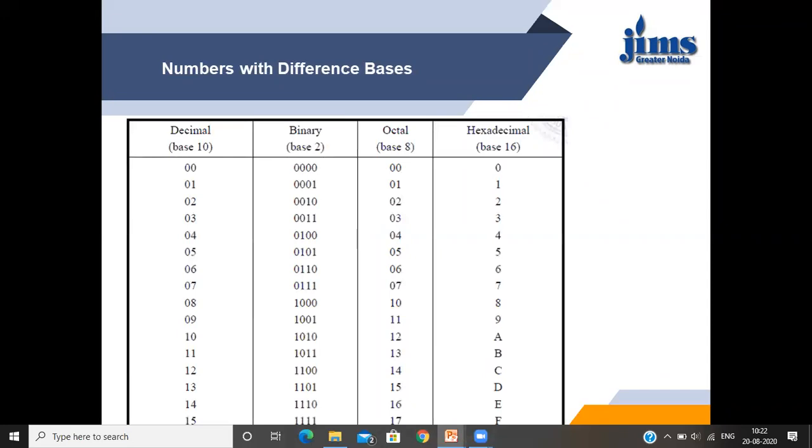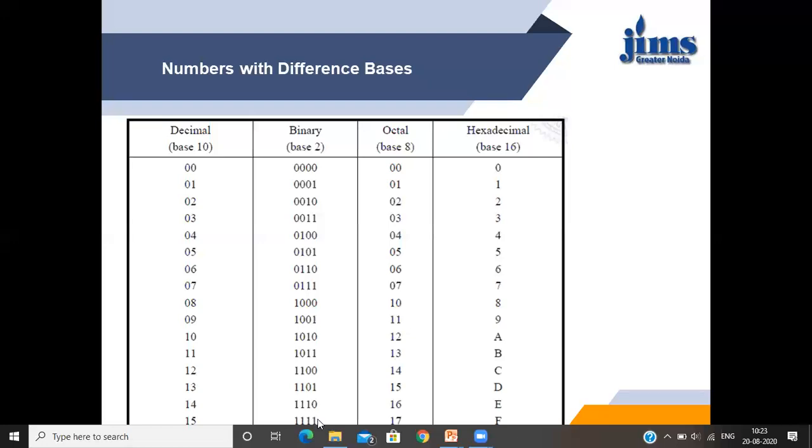Now here are some number systems with different bases. Suppose we have decimal numbers 0 to 15. Now in binary, 0 is represented by 0, 0, 0, 0. So to represent 15 numbers, we need 4 bits. 1 is represented by 0, 0, 0, 1. Then 2 is 0, 0, 1, 0. 3 is 0, 0, 1, 1. 4 is 0, 1, 0, 0. 5 is 0, 1, 0, 1. And for 15, it is 1, 1, 1, 1.